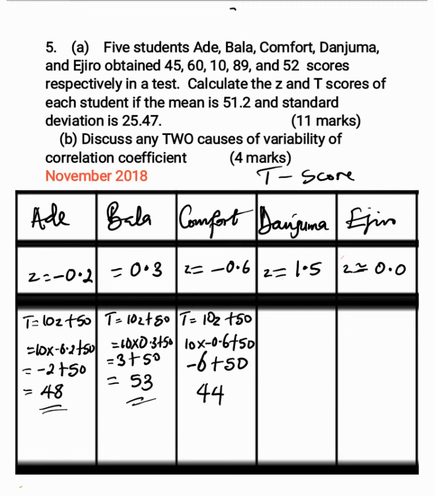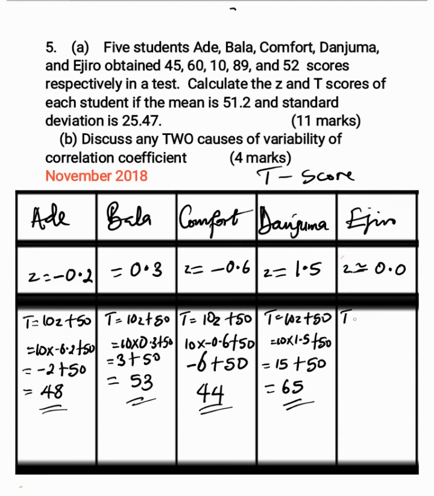Then for Danjuma, we still use the same formula, 10Z plus 50. We have 10 multiplied by the Z score, which is 1.5. Then we add 50. 10 times 1.5 is 15, plus 50. So we're going to have 15 plus 50 to give us 65.